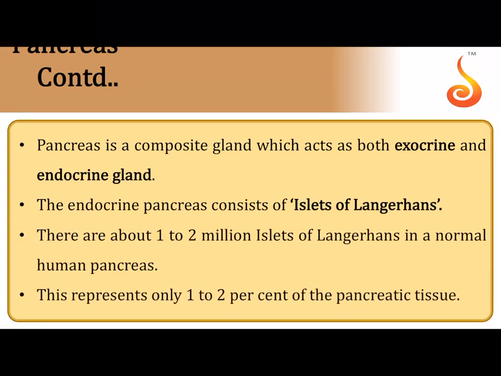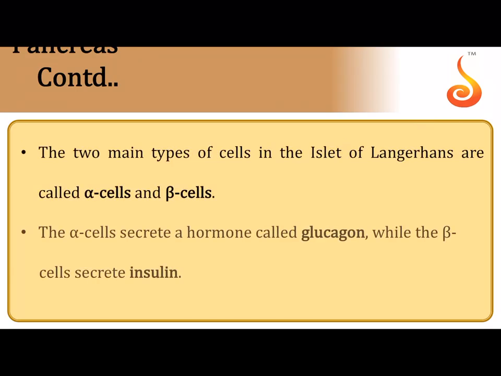It has an endocrine part which is called islets of Langerhans, and the exocrine part is mostly involved in the secretion of the pancreatic juice. The pancreas has about 1 to 2 million islets of Langerhans, but it makes up only 1 to 2% of pancreatic tissue. In this chapter, since we are talking about the endocrine system, we are concerned about the islets of Langerhans. There are two cells in the islets of Langerhans which are called alpha cells and beta cells.